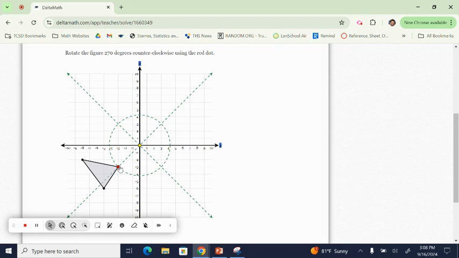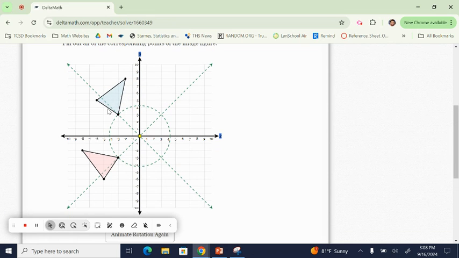So counterclockwise is going to be this way. Now, what I want you to visualize is every time you hit where the line intersects the circle, that is 90 degrees. So we are doing 270. So if I go here, that's 90 degrees. This is 180, and this is 270. And that would be where the final figure goes.